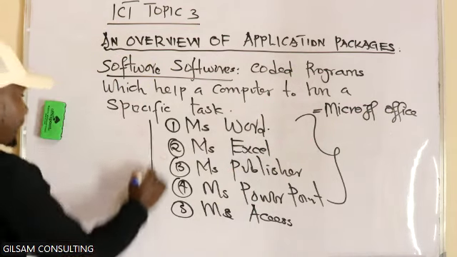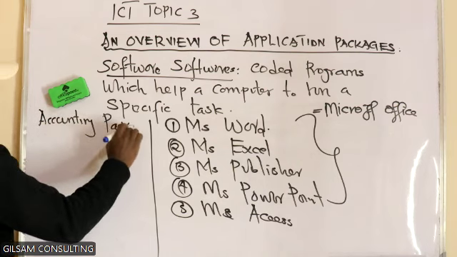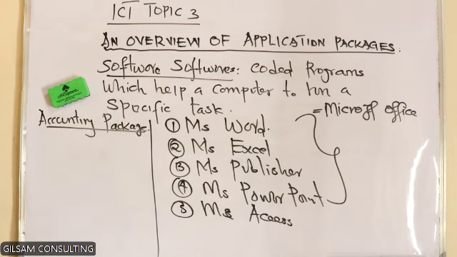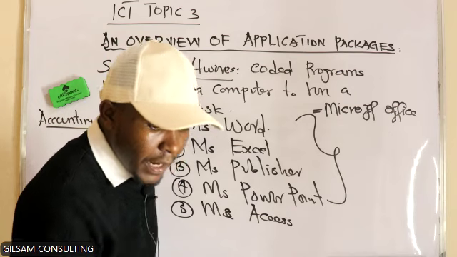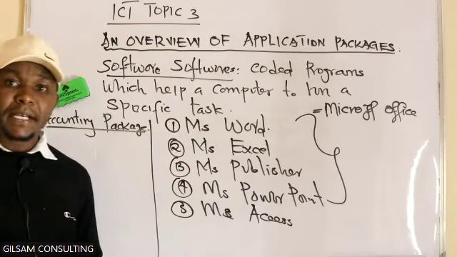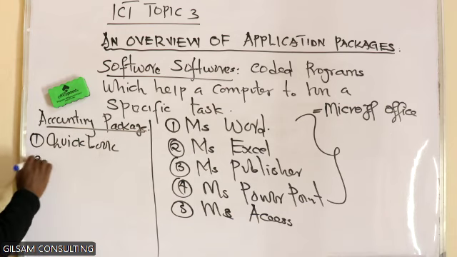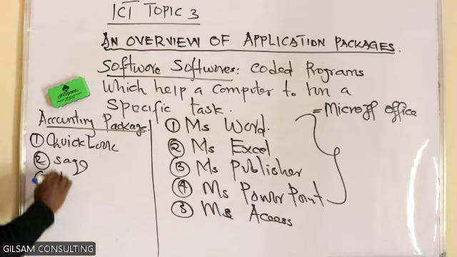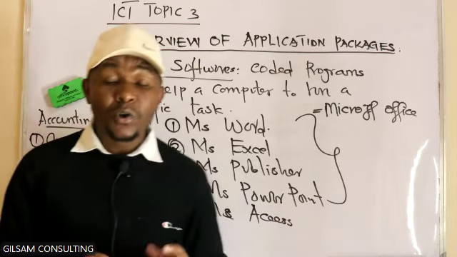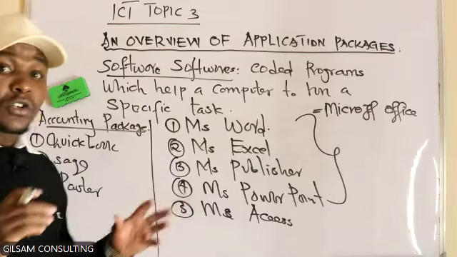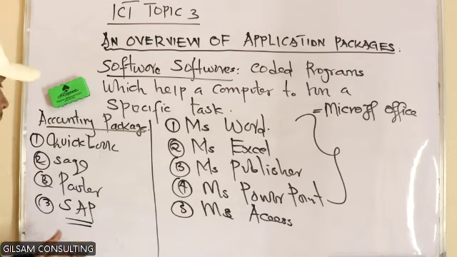But we have other packages, like computer accounting packages. In these accounting packages we also have examples, because the examiner can ask, give an example of accounting packages. Number one, we talk of QuickBooks. Number two, we talk of Sage. Pastel. And other ones which are coming into the market currently. We also have what is called SAP. People develop their own accounting software called SAP. So there are so many.